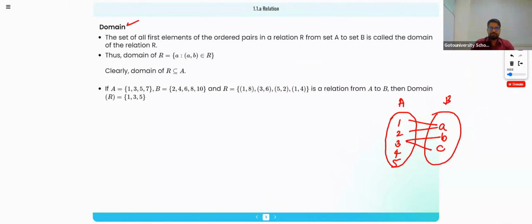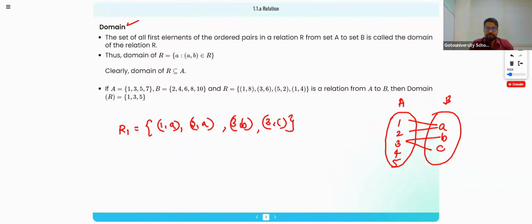So this is a relation. Can we represent in the roster method? Yes. So 1 is related to A, right? And then 2 is also related to A, whereas 3 is related to B, as well as 3 is related to C, right? So all these are properly mentioned here. Now set of all the first elements, if I take 1, 2 and 3, this is called domain of this relation.